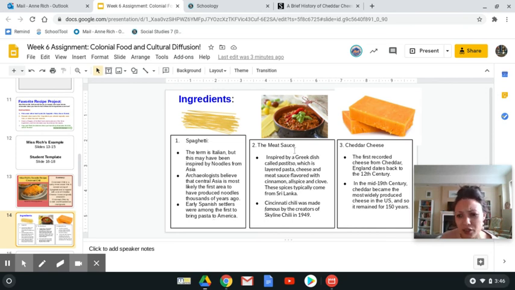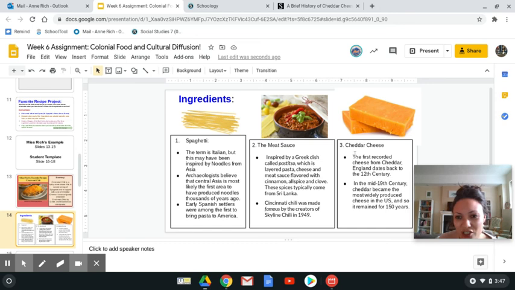Let's talk about that delicious meat sauce. So, this meat sauce in particular was inspired by a Greek dish called pasticcio, which is layered pasta, cheese, and meat sauce flavored with cinnamon and allspice and cloves, these beautiful, spicy, warm flavors. These spices actually come from Sri Lanka, which is in the Pacific Ocean. We also know that Cincinnati chili was made very famous by the creators of Skyline chili in 1949.